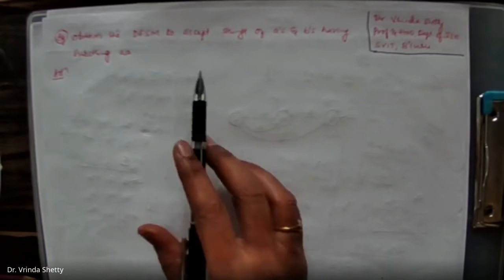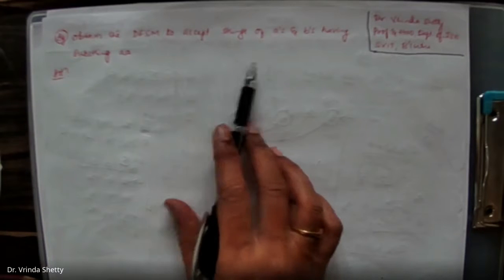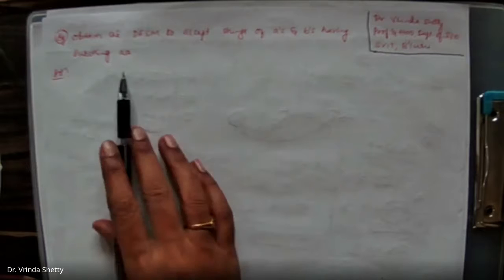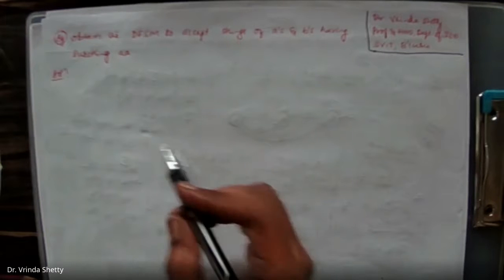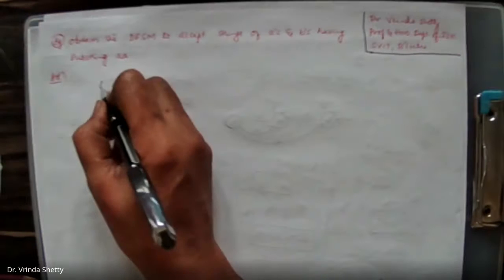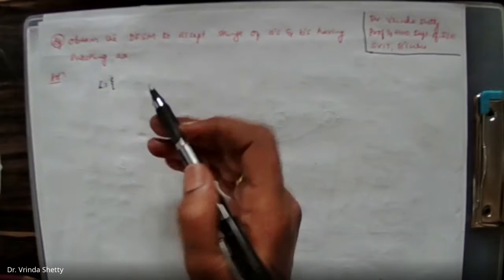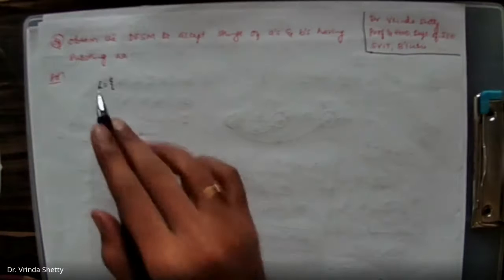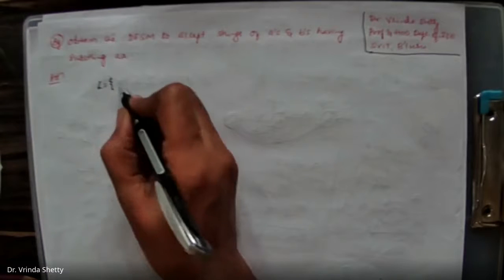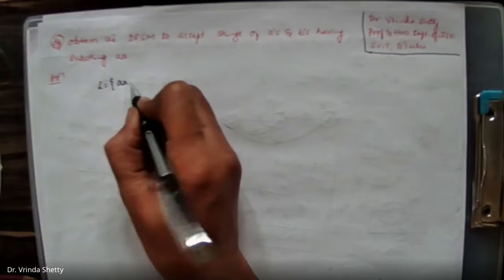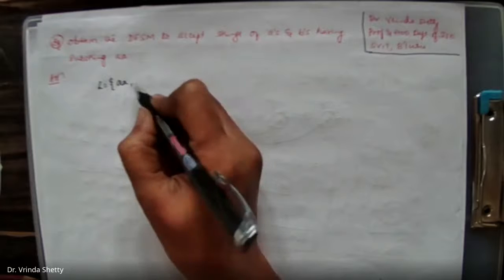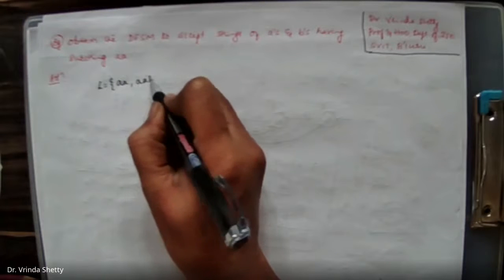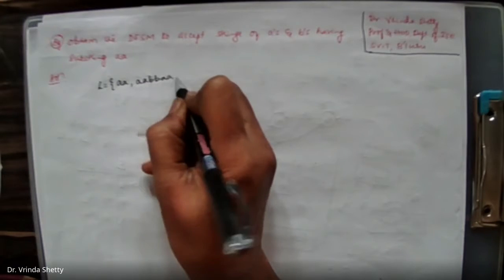Okay, today we'll see a problem on DFSM to accept strings of A's and B's having substring AA. So here, if you try to write the language, that is the strings obtained, the substring AA should be accepted. The AA can be in the beginning followed by any number of B's and A's.